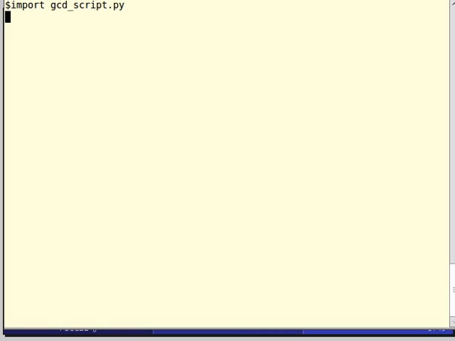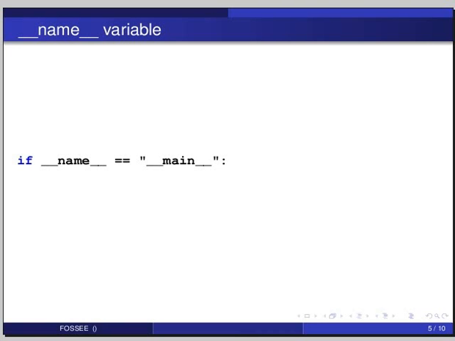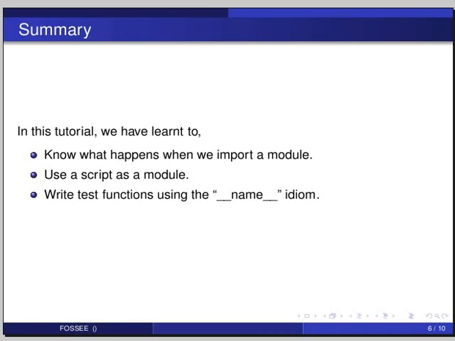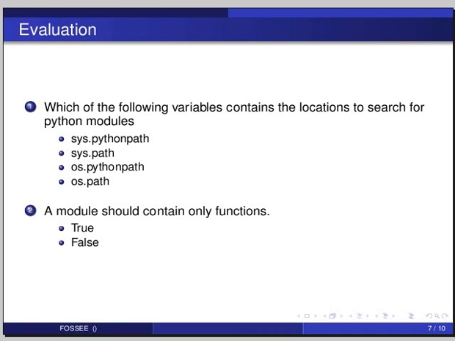Hence all the code that goes into the if block, that is if __name__ == "__main__": is executed only when the file is run as a Python script. So this brings us to the end of this tutorial, and in this tutorial we have learned what happens when we import a module, use a script as a module, and write test functions using the __name__ idiom.